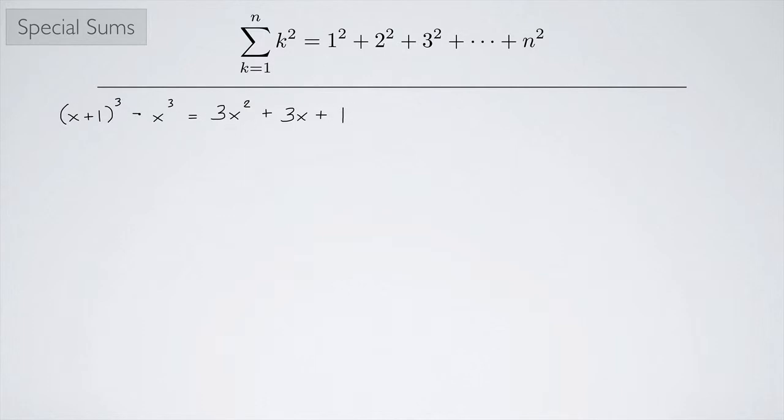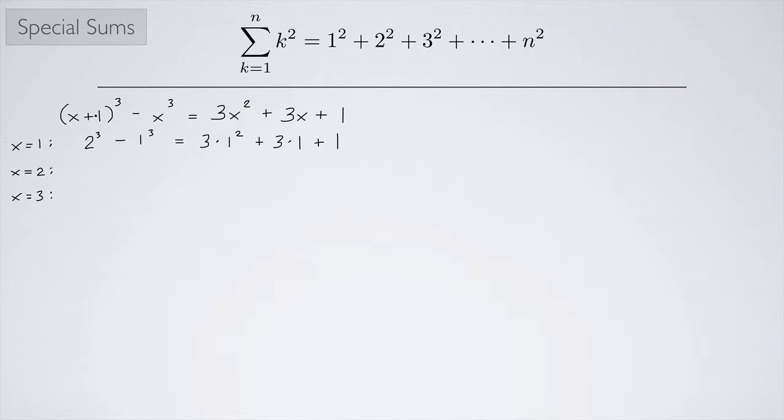So we're just taking x plus 1 cubed minus x cubed. And I'm going to look at this for a bunch of different values for x. So we'll look at it for x equals 1, for x equals 2, for x equals 3, and so on all the way down until we get to x equals n. And we're going to do something similar to what we did with the other formula, where we write all this out and then add vertically. So for 1, well 1 plus 1 is 2, so this would be 2 cubed minus 1 cubed equals 3 times 1 squared plus 3 times 1 plus 1.